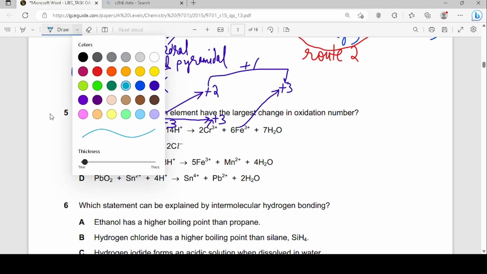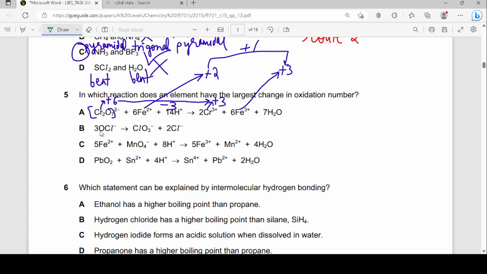Now I'm going to use a different color, light blue. So you have OCl-, and you have ClO3- and 2Cl-. For OCl-, oxygen again will have a fixed oxidation state of -2. We have to find the oxidation state of chlorine, so I'm going to take it as X, and then the whole ion has a charge of -1. Then X is equal to -1 plus 2, so X is equal to plus 1. So over here, Cl has an oxidation state of plus 1. Obviously this one is -1.